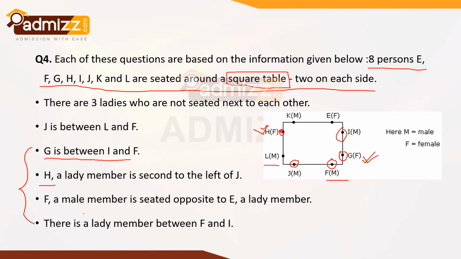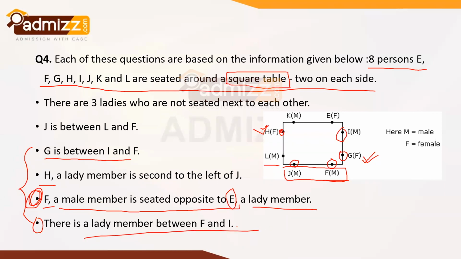H lies there. And we've got F, a male member, is seated opposite to E, a lady member. So take a look at this as well. Now the thing about why G and F are kept together is because of this particular hint. Everyone should pay attention to this problem at this point. F, who is a male member, is seated opposite to E, a lady member. And also this hint: there's a lady member between F and I.